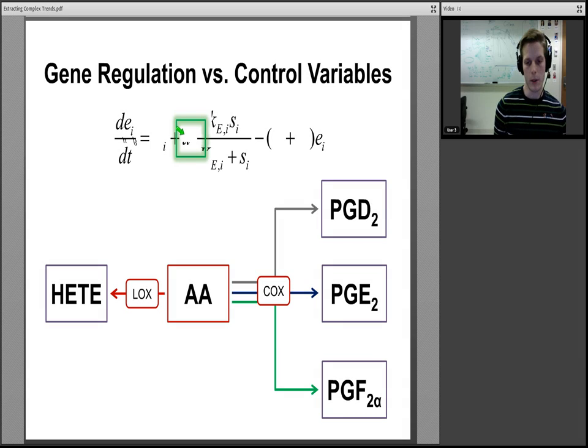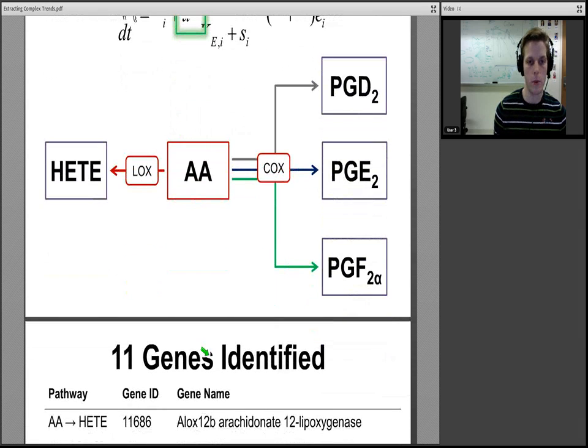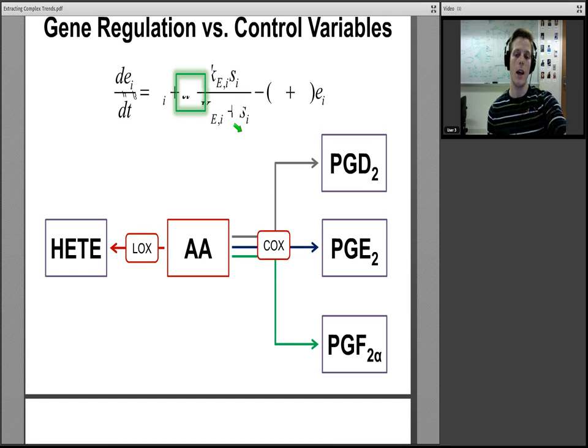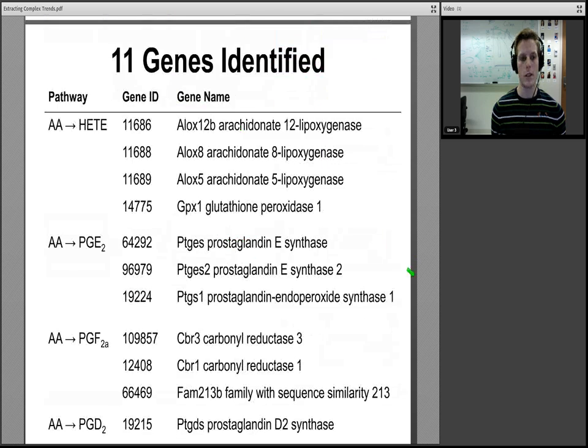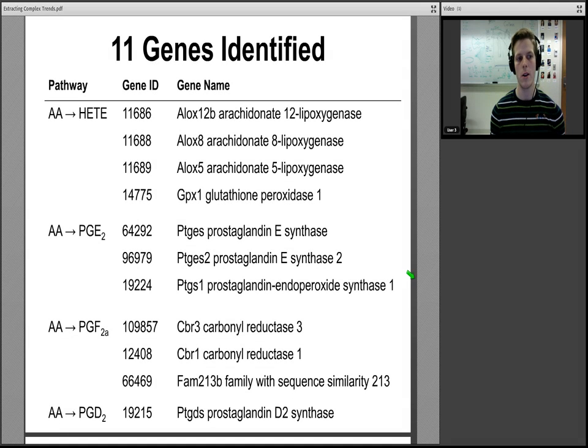The place where we'll be comparing these cybernetic control variables with gene expression data is the feature of the network where arachidonic acid divides into several different pathways. It goes from one direction to the hydroxyeicosatetraenoic acids and then to the prostaglandins. For these red, gray, blue, and green pathways, we'll be getting different cybernetic variables which we'll compare to their respective genes. To identify the genes, we went to the Kyoto Encyclopedia of Genes and Genomes to see which genes actually participated in these pathways. A total of 11 relevant genes were identified. For the production of HETEs, there were a number of lipoxygenases. For the production of the prostaglandins, there were different prostaglandin synthases.